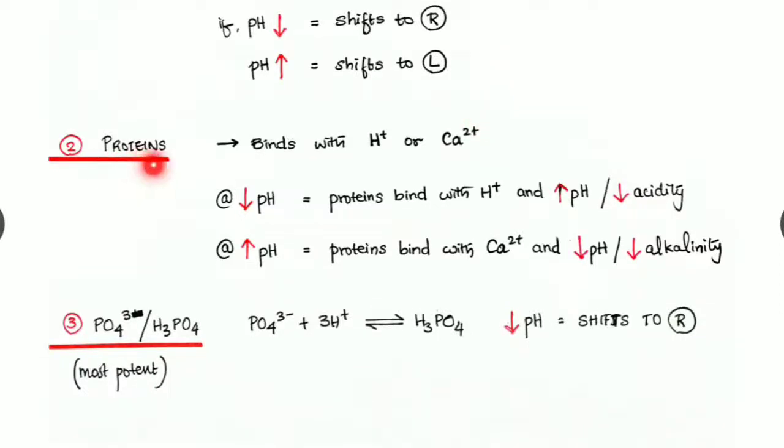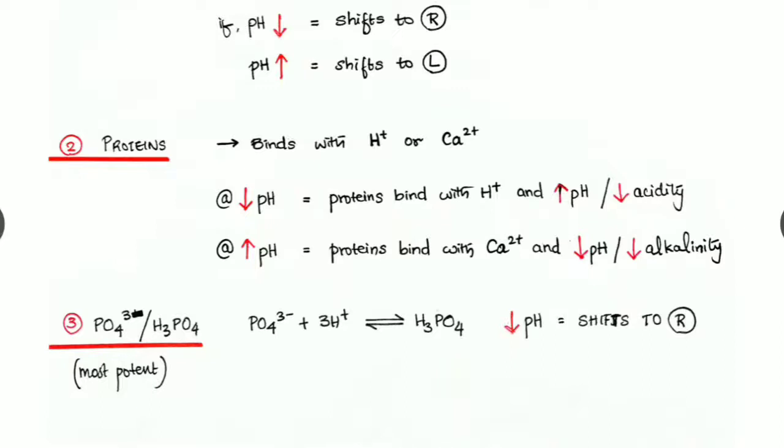The second important thing is proteins. These proteins bind with H+ or Ca2+, that is a proton, hydrogen ion, or the calcium ion. If the pH is lower, which means the blood is acidic, then the proteins tend to bind with H+ and thus increase the pH or decrease the acidity. That is, by combining with H+, the protein neutralizes this acidic H+, and thus it reduces the acidity and increases the pH more to the alkaline side.